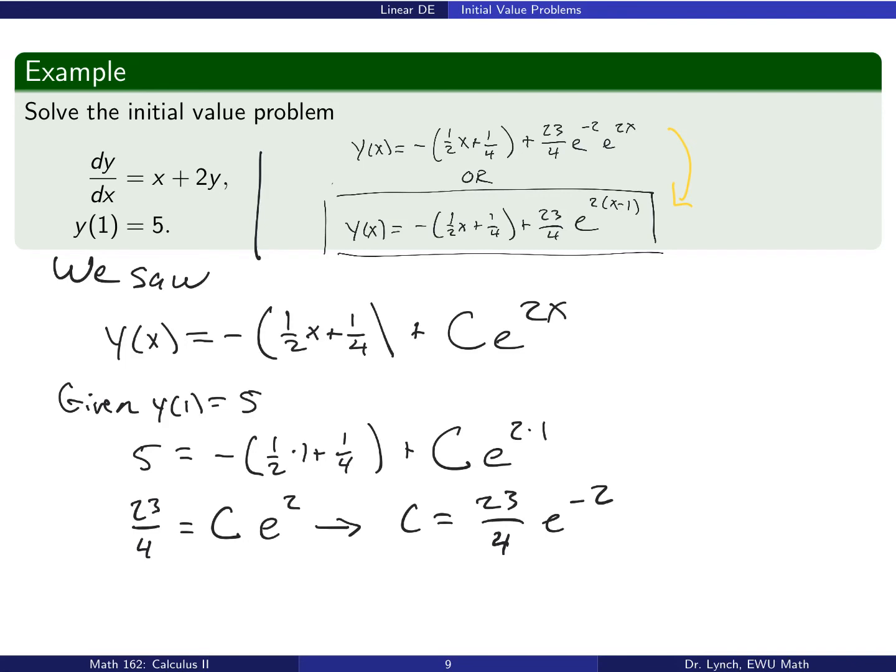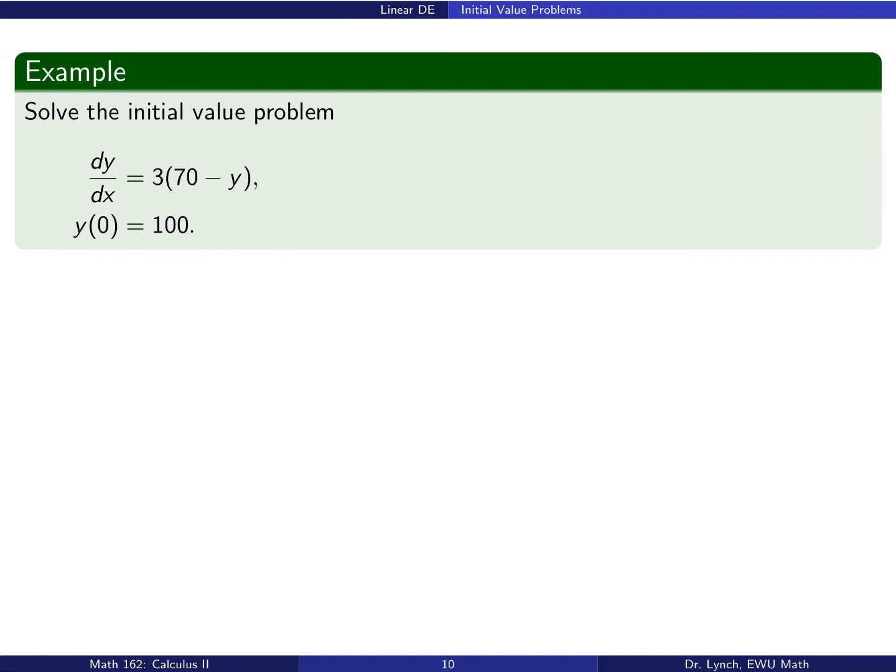Okay, let's do one more example here before we quit. Let's solve the initial value problem dy/dx is 3 times the quantity 70 minus y. Now, this isn't obviously a linear differential equation, but a little bit of manipulation shows that it is. So let's check that out.